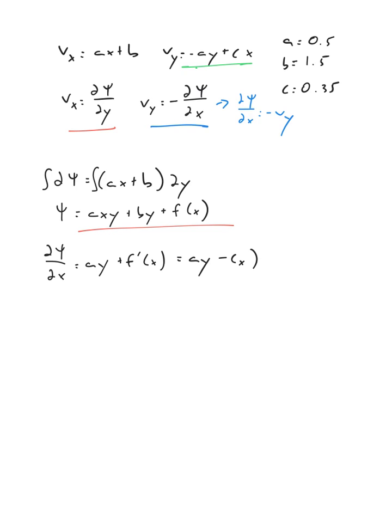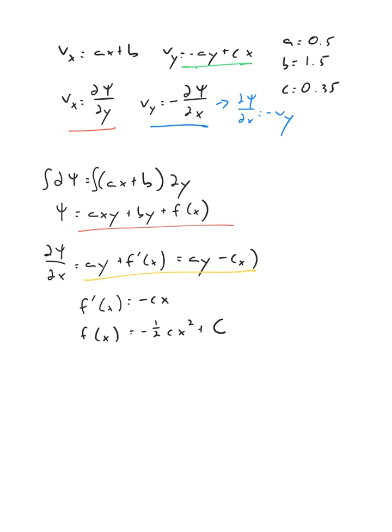Okay, so we have this expression here, and now we can solve for f prime x, and it's going to end up being, conveniently, very simple. It's just going to be negative cx. Okay, so we integrate both sides, and we get f of x is equal to negative 1/2 cx squared plus some constant of integration. We'll call it a big C.